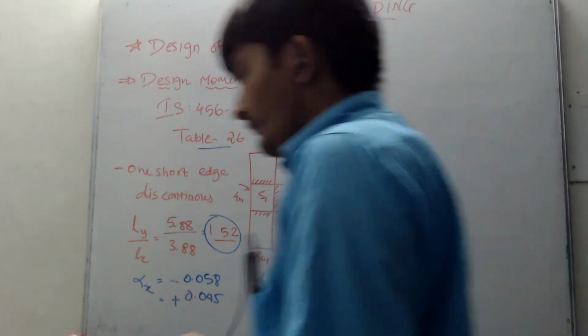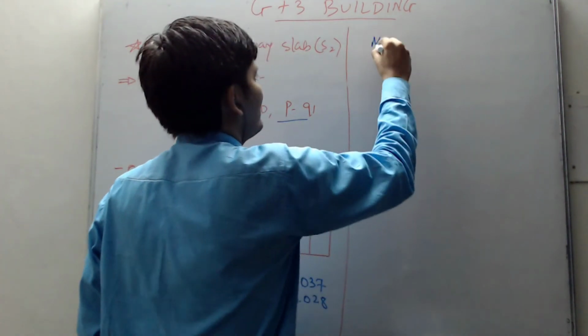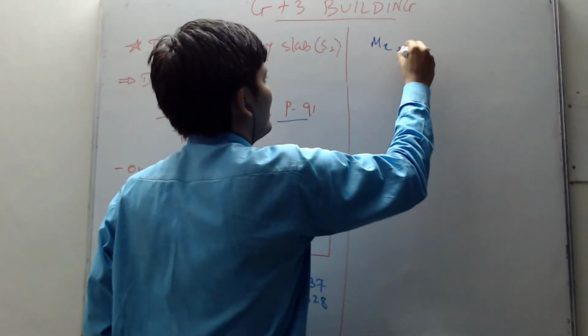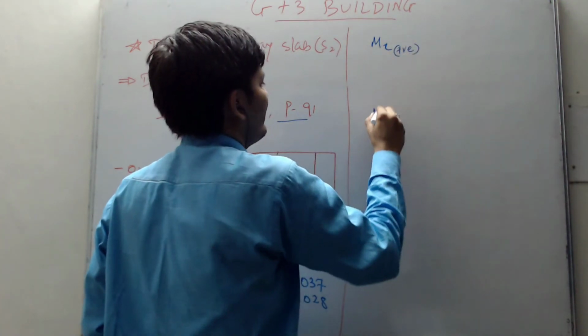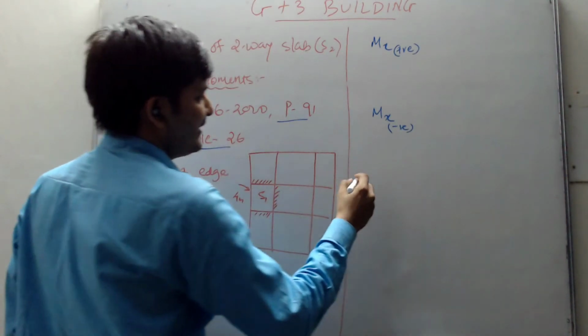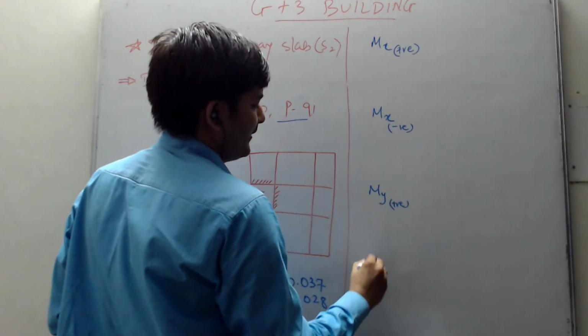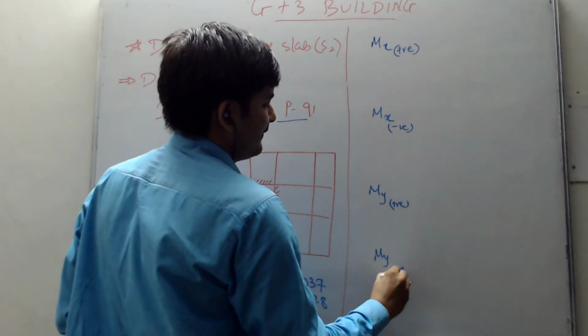Okay, so moving forward, Mx, right? Mx positive and Mx negative. We get two values, Mx positive and Mx negative for x, and same way My positive and My negative. So let us calculate these values.